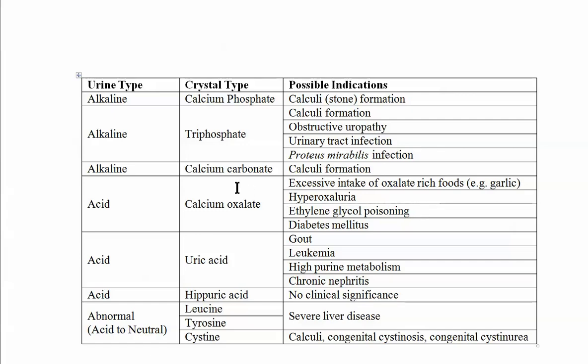So there are a lot of different things that you can learn about a person's diet or some of their underlying physiology by looking at these different crystal types. So for the purposes of the lab practical, I would know that calcium phosphate, calcium carbonate, and triphosphate can all be indicative of kidney stones, and I would know uric acid could be indicative of gout, and calcium oxalate crystals could be indicative of ethylene glycol poisoning or diabetes mellitus. Now notice also where they form. So calcium oxalate and uric acid are in acid urine, and the alkaline urine are the calcium crystals and the triphosphate.